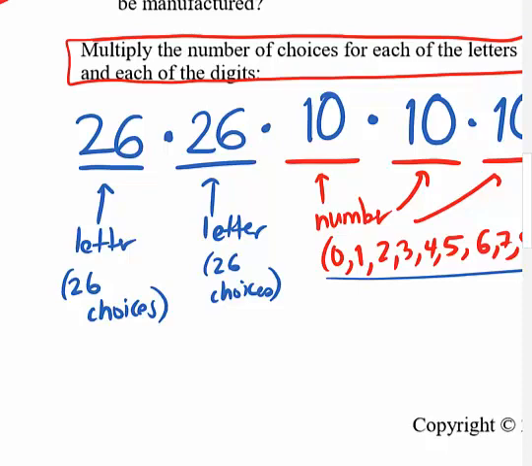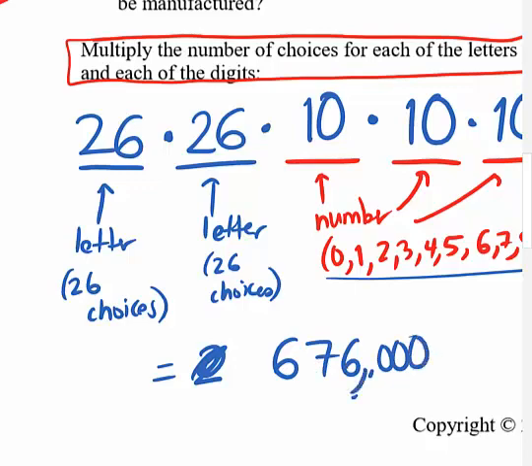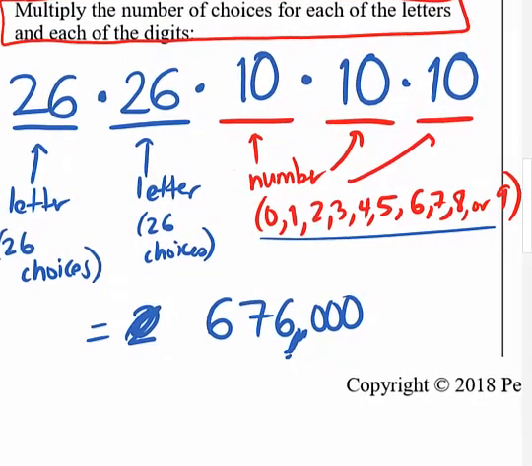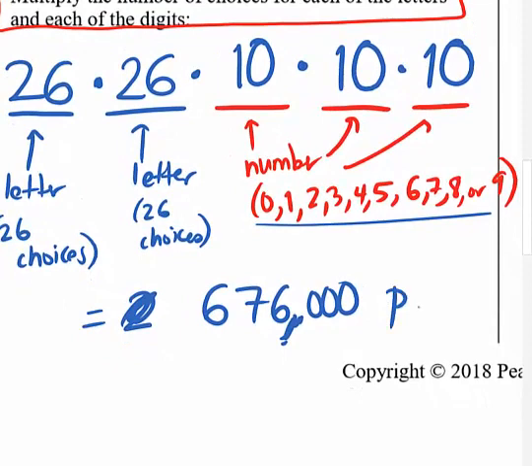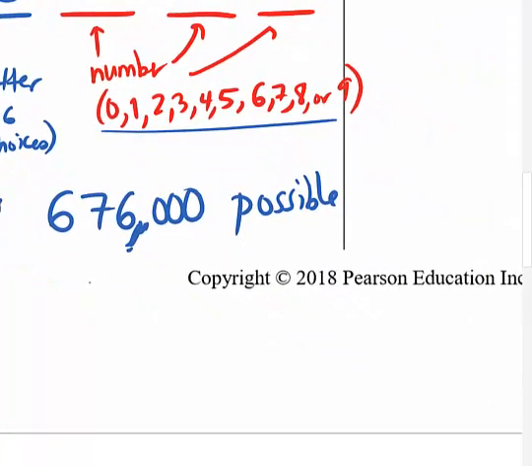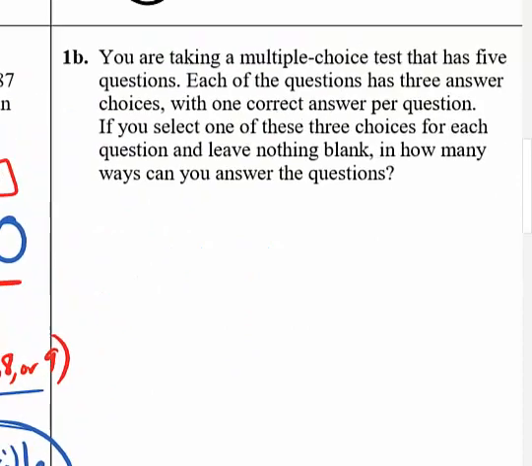Oops, why'd I put a 2? 676,000. Holy moly. That's kind of interesting, right? If you want to know how many possible license plates there are, that is a lot. It doesn't seem like there should be that many, huh? I don't know. Maybe I think too far into it. That is a whole lot.